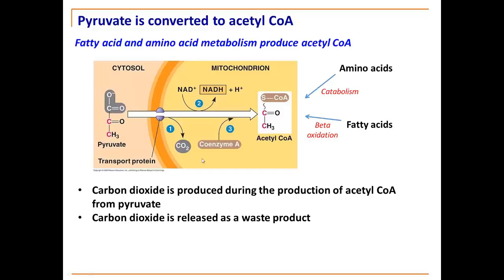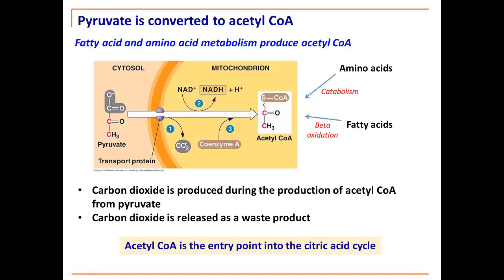I guess at this point I should also mention that the carbon dioxide produced from pyruvate is not actually produced within the citric acid cycle. It actually happens before the citric acid cycle. So it's not a byproduct of the citric acid cycle, it's a byproduct of pyruvate conversion into acetyl-CoA. So acetyl-CoA is basically the entry point into the citric acid cycle. Like I said, CO2 is being produced beforehand.